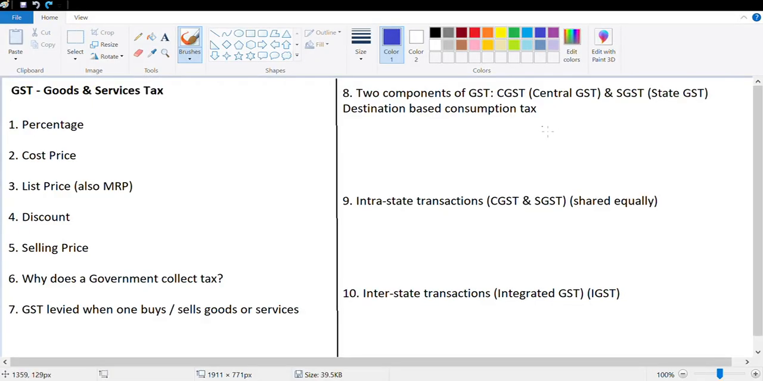Hi guys, let's start a new topic in your syllabus, which is Goods and Services Tax, GST.